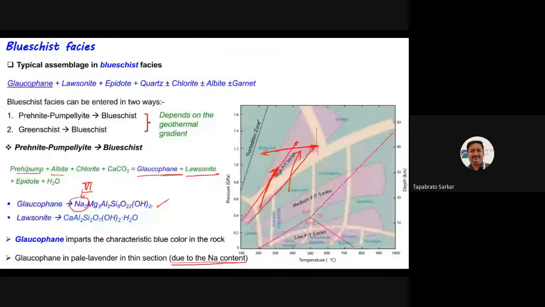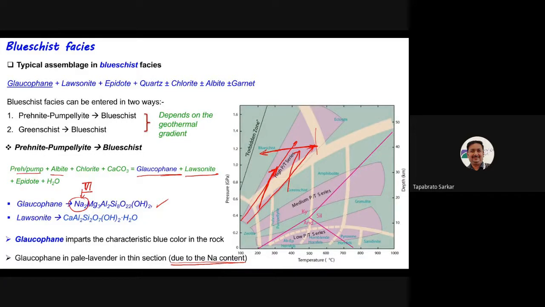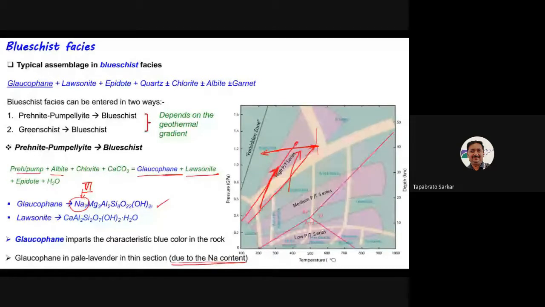As because of this high sodium content, this mineral becomes blue and it imparts the characteristic blue color to the rock. It is schistose in nature due to the presence of amphibole, glaucophane, and lawsonite. It is schistose in nature, blue in color, and therefore it is called a blue schist. So again, the name of the facies and the name of the rock is the same. The rock is called a blue schist, and the facies is also called blue schist. Actually, the name of the facies came from the name of the rock.